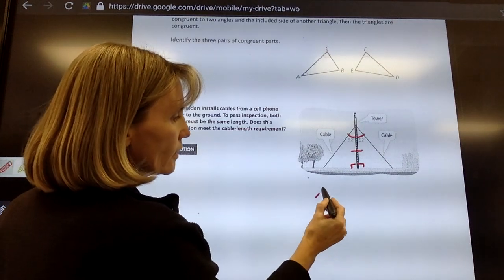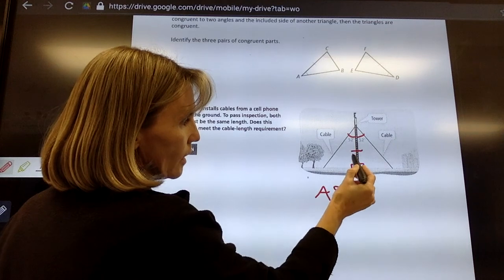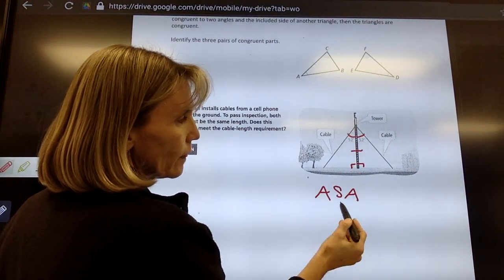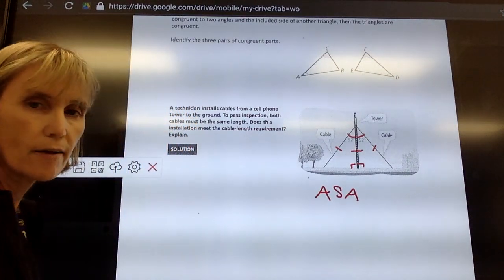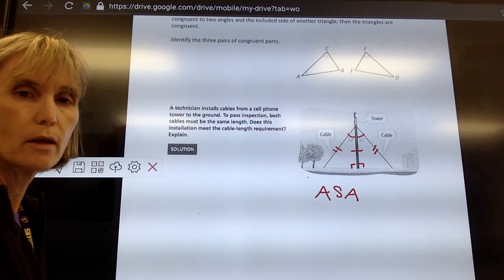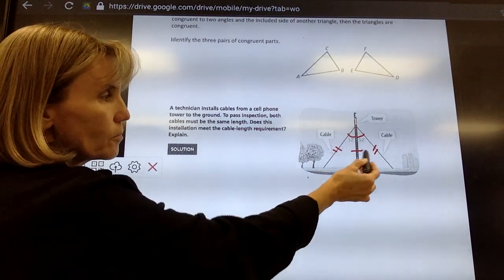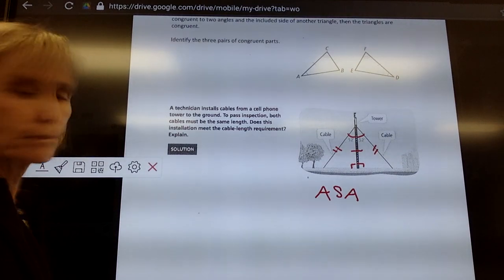So based on the fact that angle, side, angle, we have an angle, a side, and an angle on each triangle, those 2 triangles are congruent. Therefore, these 2 sides would have to be congruent as well. Let me put 2 tick marks there since I've already used one. But we know that these 2 parts would have to be congruent. So yes, that would meet the requirement.